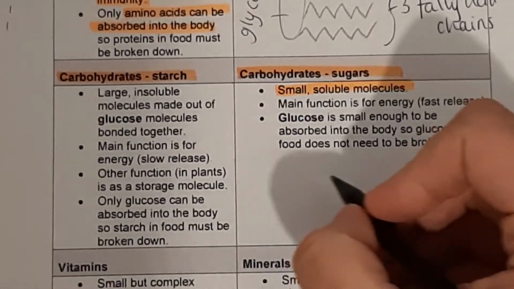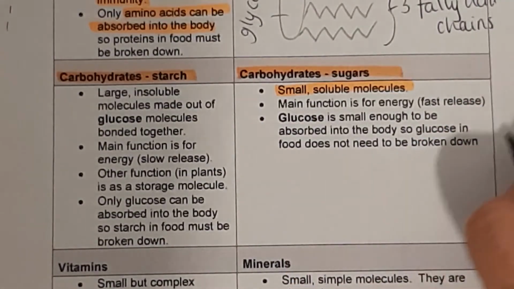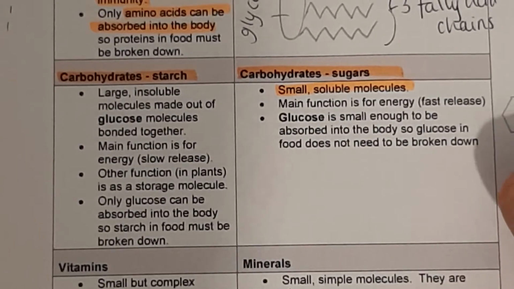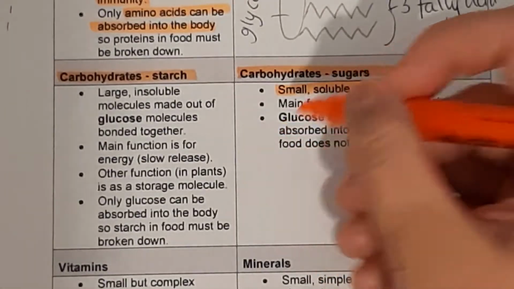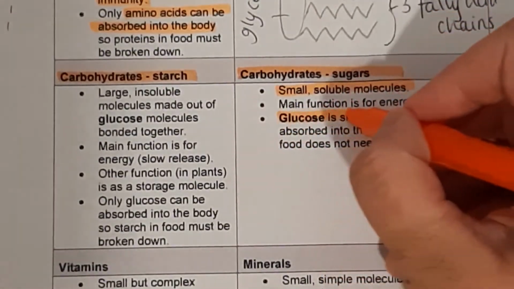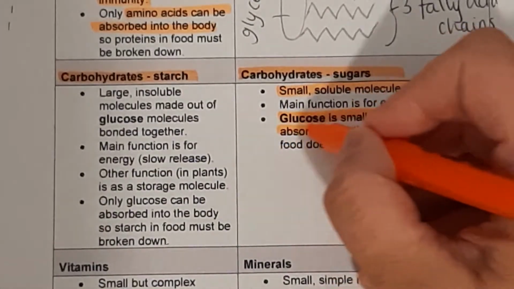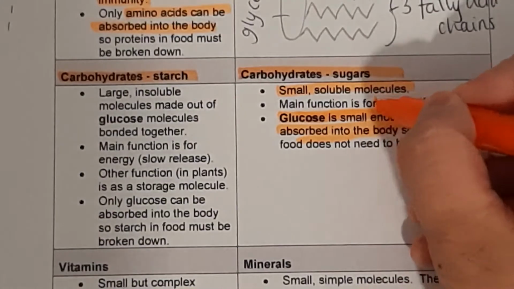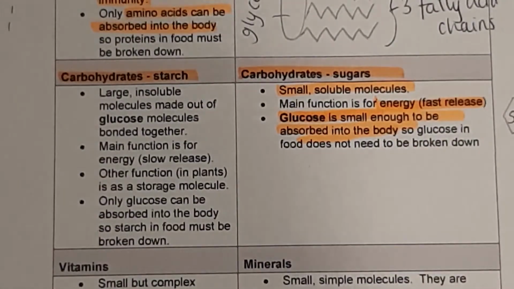So we draw a sugar molecule literally as a hexagon. So this is a sugar molecule, sometimes called glucose. And glucose is small enough to be absorbed by the body, so it doesn't need to be broken down. Its main function is for energy. Quick energy. You eat sugar, it gets digested, so absorbed into the body very quickly.